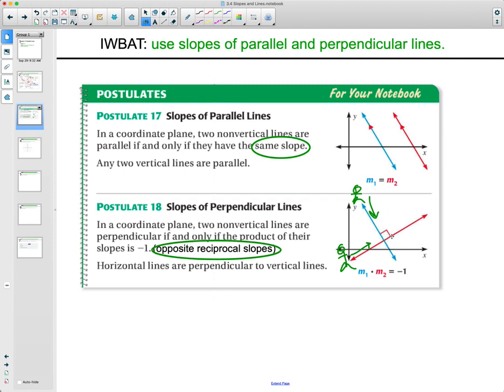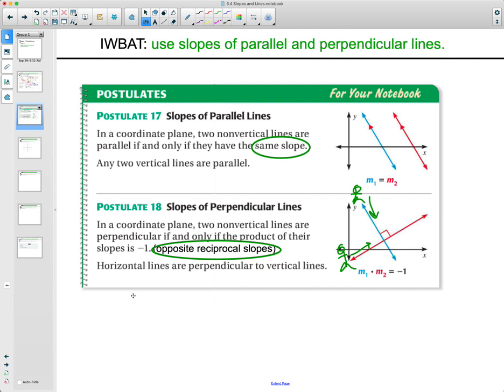And then in order to get this right angle, you're going to have a steep line and a not so steep line, meaning reciprocals of each other. So we're going to have opposite reciprocal slopes. Opposite reciprocals also multiply to -1. That's why this says a product of -1.